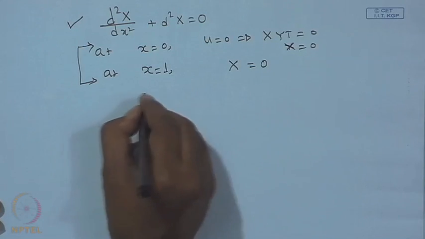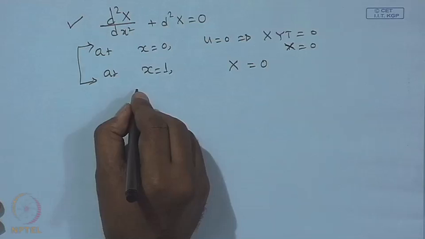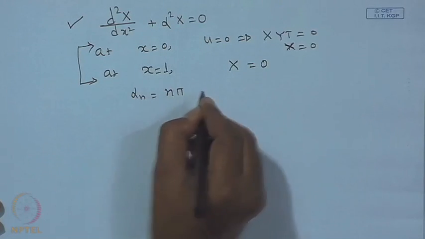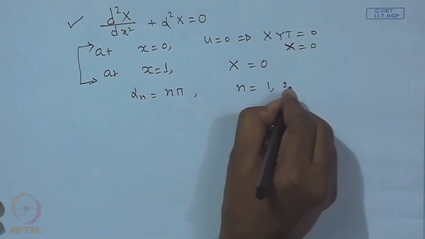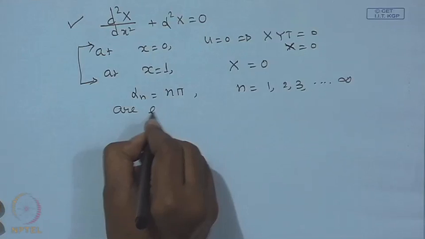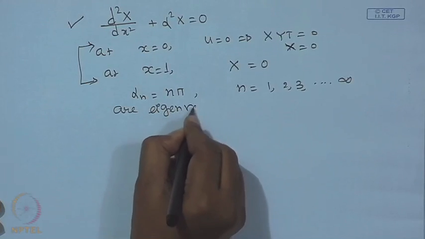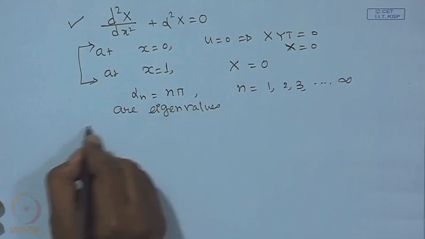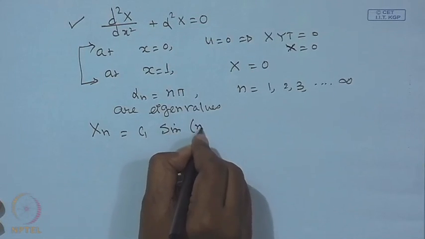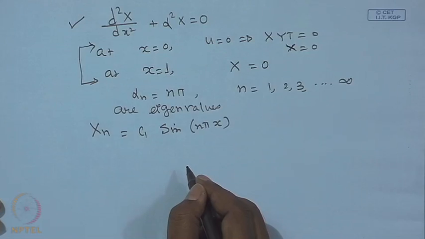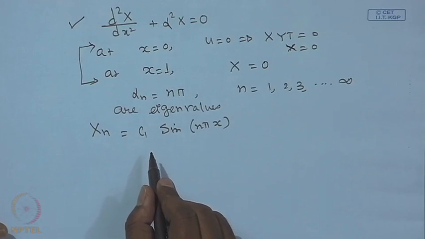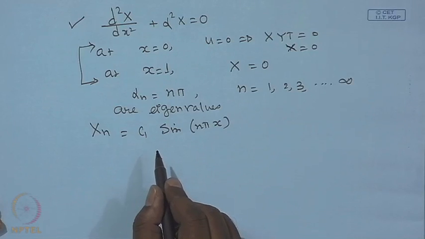The solution of this problem is alpha n is equal to n pi, where index n runs from 1, 2, 3 up to infinity. So, alpha n are eigenvalues and eigenfunctions are X n is equal to C1 sin n pi x. So, we completely solve the x varying part. Let us look into the y varying part.